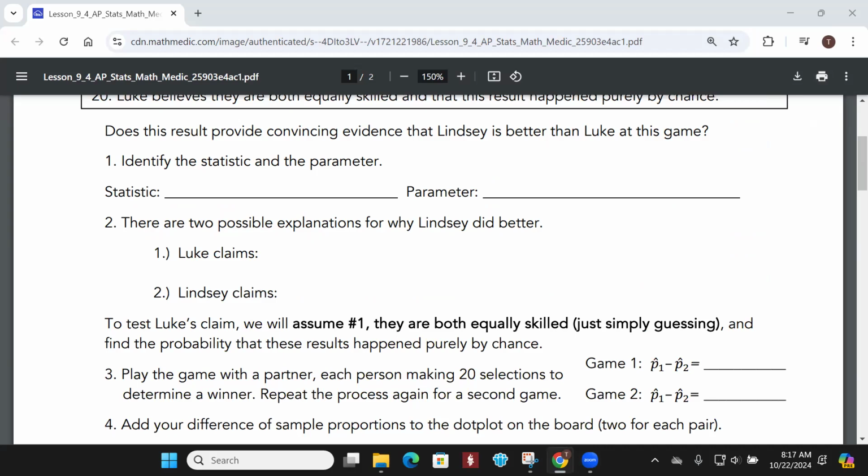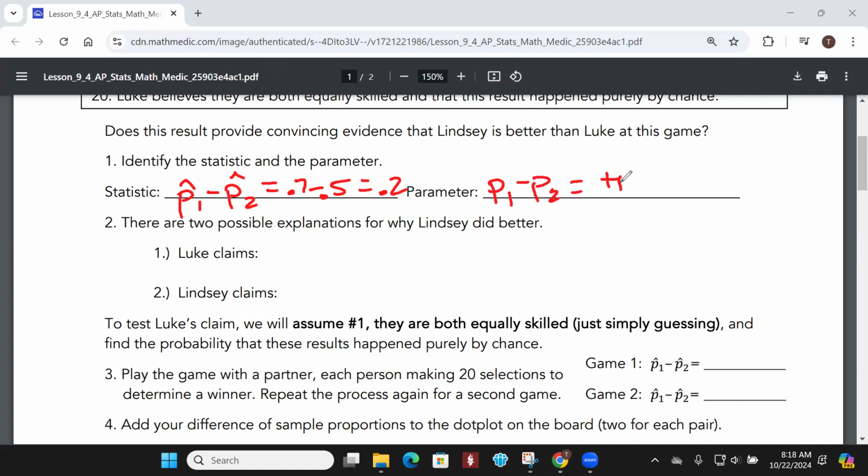We are now moving into what we just did in the last little unit. We're now going to find the difference of the proportions. So we're comparing these two. If we're comparing two different people, we're going to subtract them. So we're going to say p hat 1 minus p hat 2. How much did Lindsay have? Which was 0.7 minus Luke's 0.5, and that's a difference of 0.2. Good so far? Now, the parameter is going to be P1 minus P2.